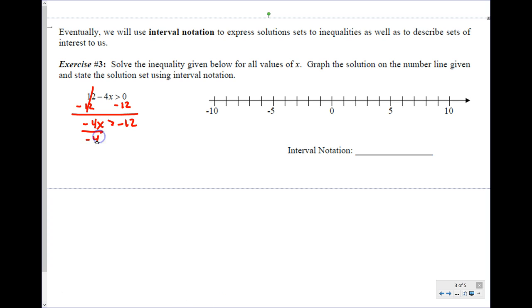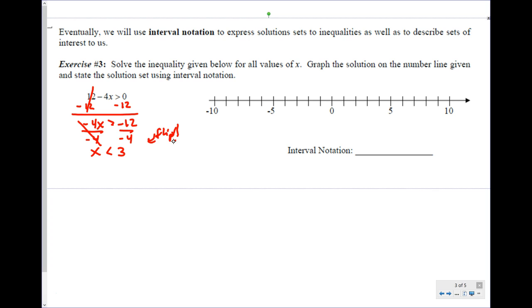Divide both sides by negative 4. And remember, when I divide by a negative, what do I have to do to that inequality sign? I have to flip it so it becomes a less than sign. So I get x is less than 3. Do not forget to flip when you divide by negative or multiply by negative. I'm going to write it on here to remind you. Don't forget to flip. Okay?